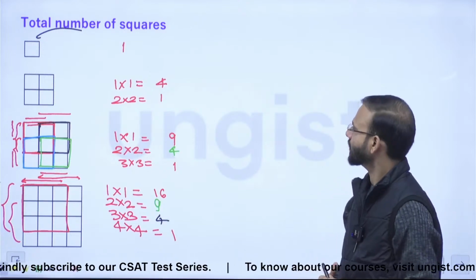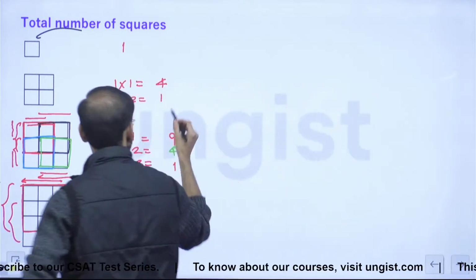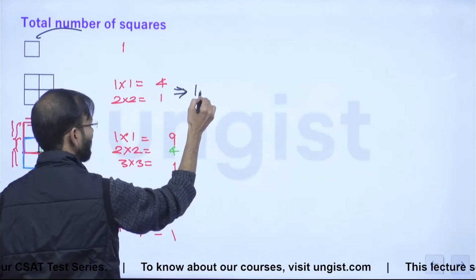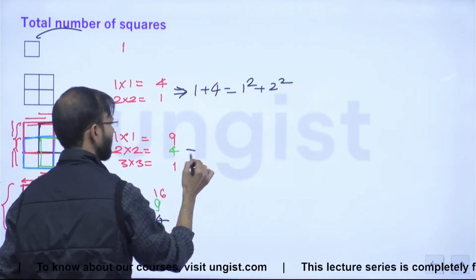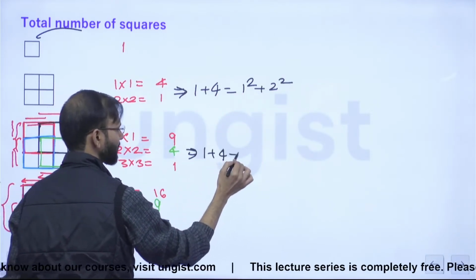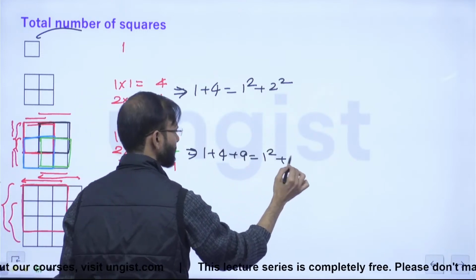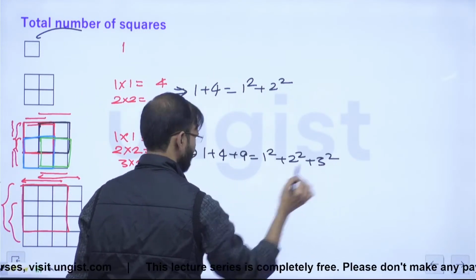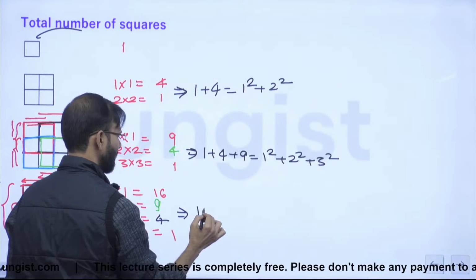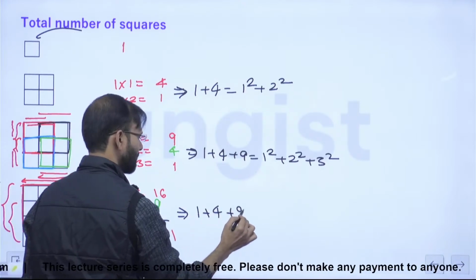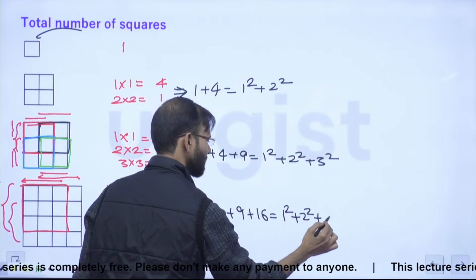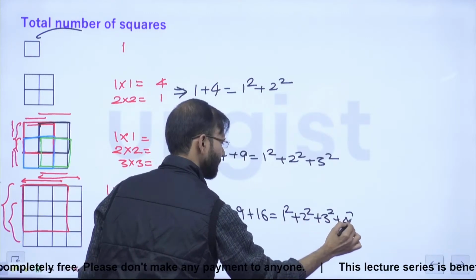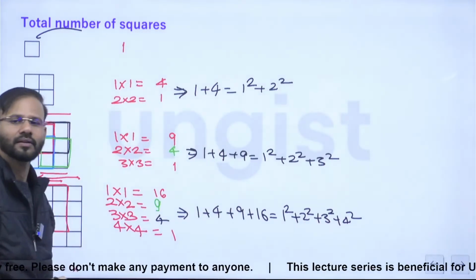What these numbers are. These numbers are the perfect squares, right? So when you add them, look, this will give you 1 plus 4. Actually, this will give you 1 square plus 2 square, right? This will give you 1 plus 4 plus 9, which will give you 1 square plus 2 square plus 3 square. This will be 1 plus 4 plus 9 plus 16, that is 1 square plus 2 square plus 3 square plus 4 square. Correct, guys?